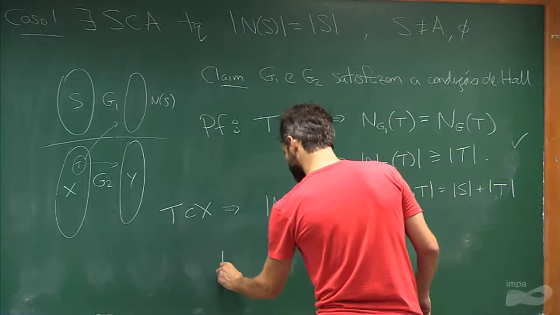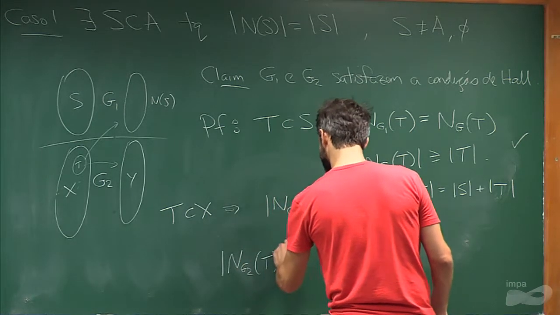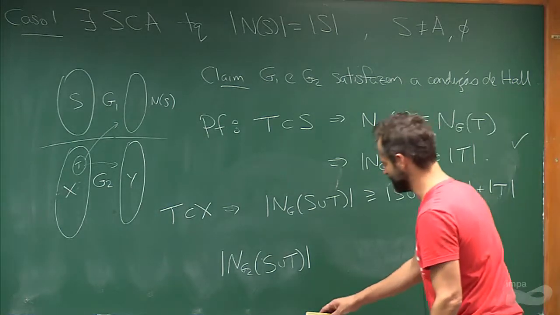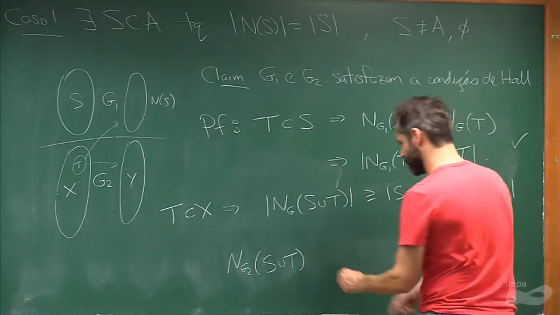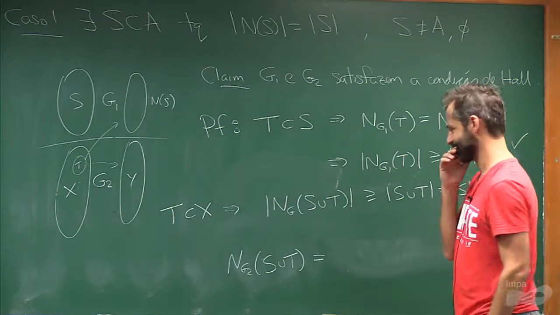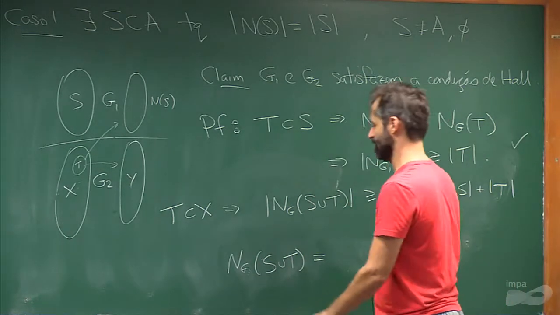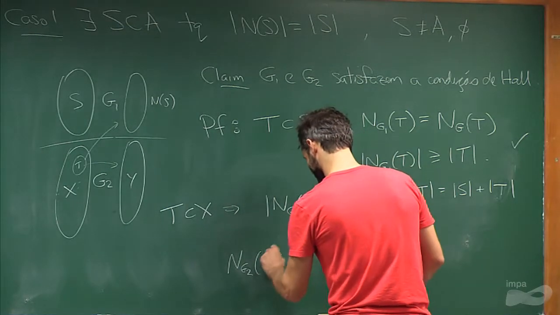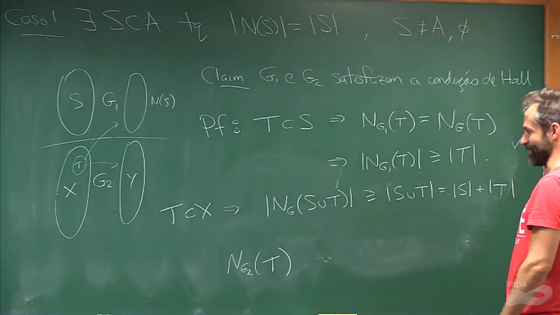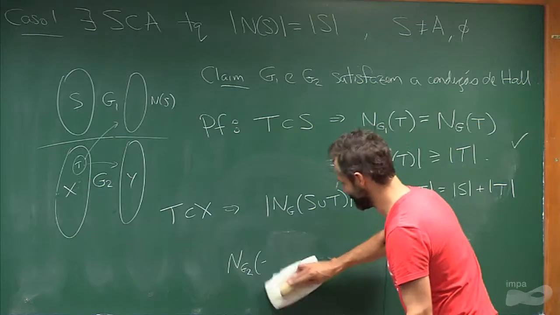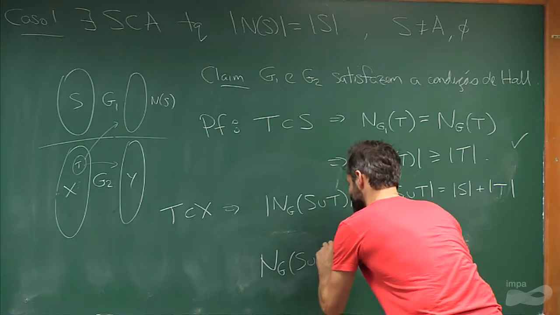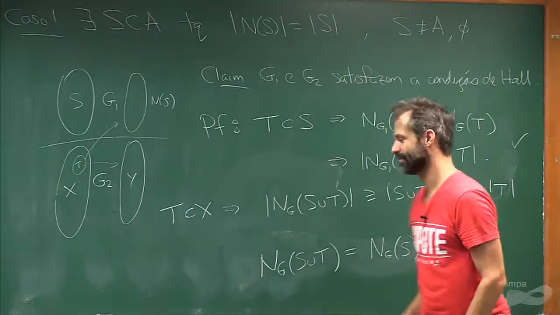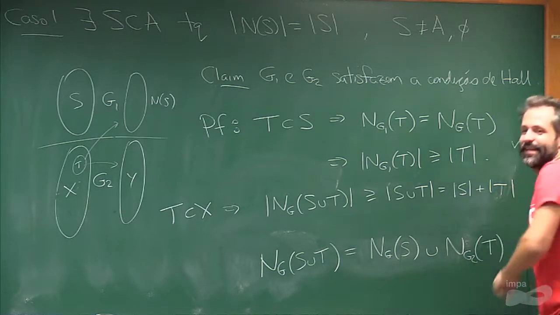Now, how does the thing we actually want compare to that? The neighborhood in G2 of T. What is this equal to? Yeah, compared with this, basically. That's what we want to do. So let me do the other way around. The neighborhood in G of S union T equals the neighborhood in G of S, this guy, union the neighborhood in G2 of T. Right?